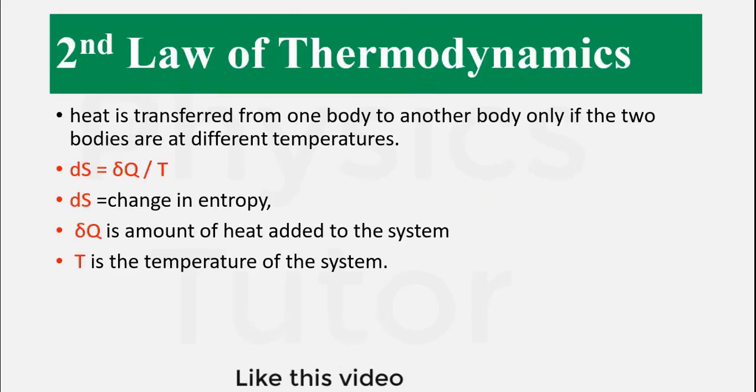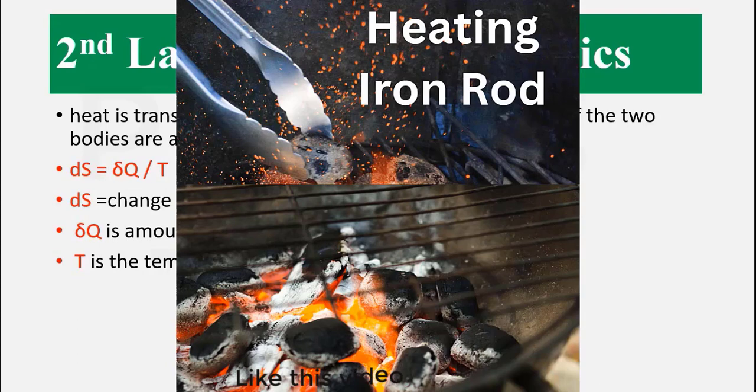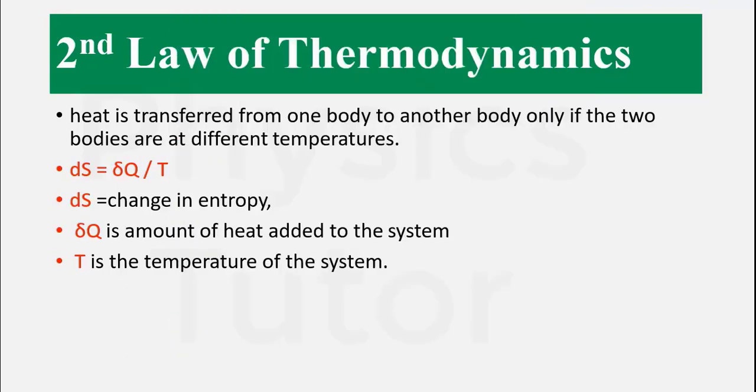In a simple example, if you have an iron rod and apply heat to one side, gradually this heat will move to the other side. This shows that on one side the temperature is high and on the other side the temperature is low. So the change in temperature is given by the second law of thermodynamics.